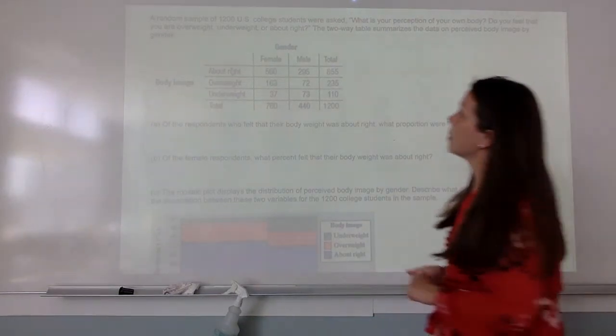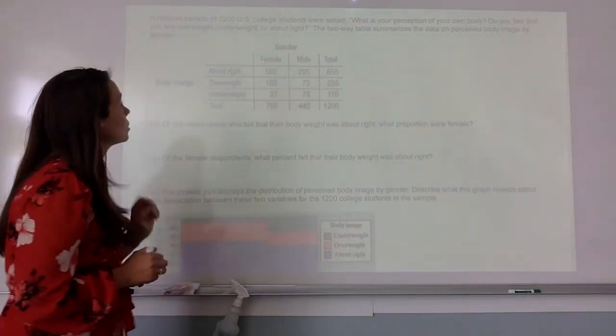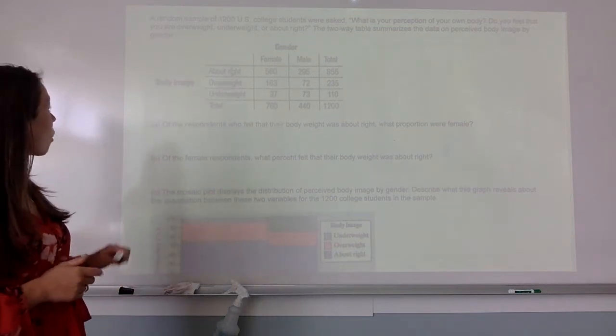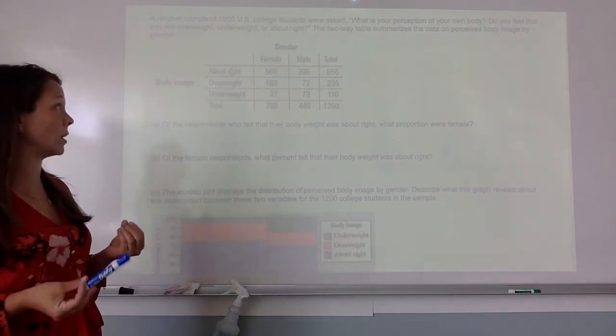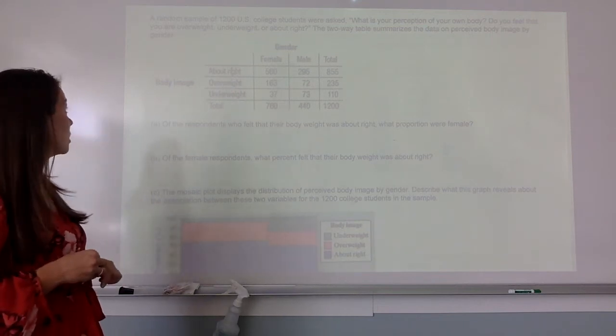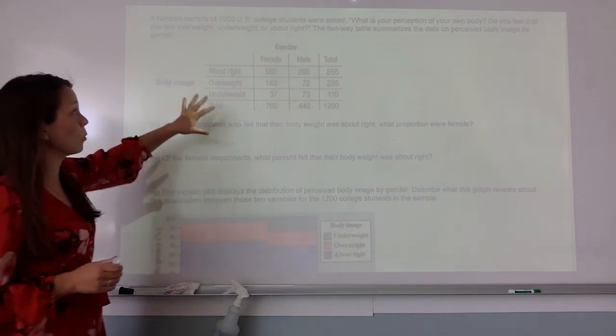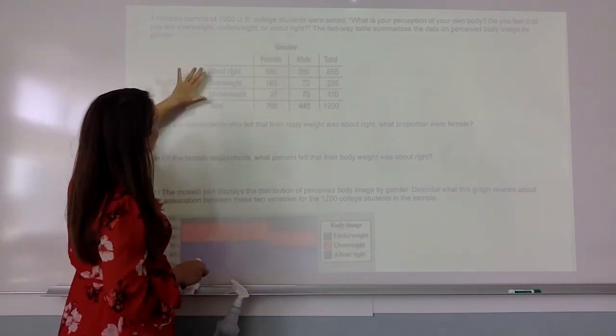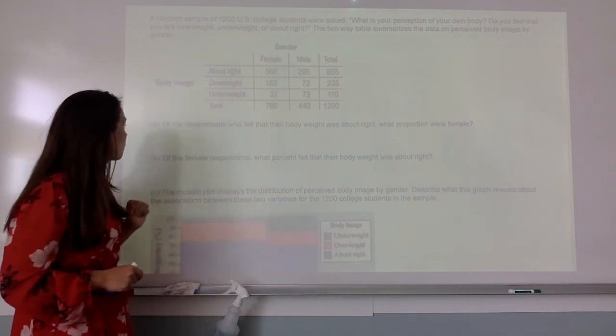All right, it says a randomized sample of 1,200 U.S. college students were asked, what is your perception of your own body? Do you feel that you are overweight, underweight, or about right? The two-way table summarizes the data on perceived body image by gender. So here's our two-way table. We have gender, female, male, and body image, and then the three categories there.